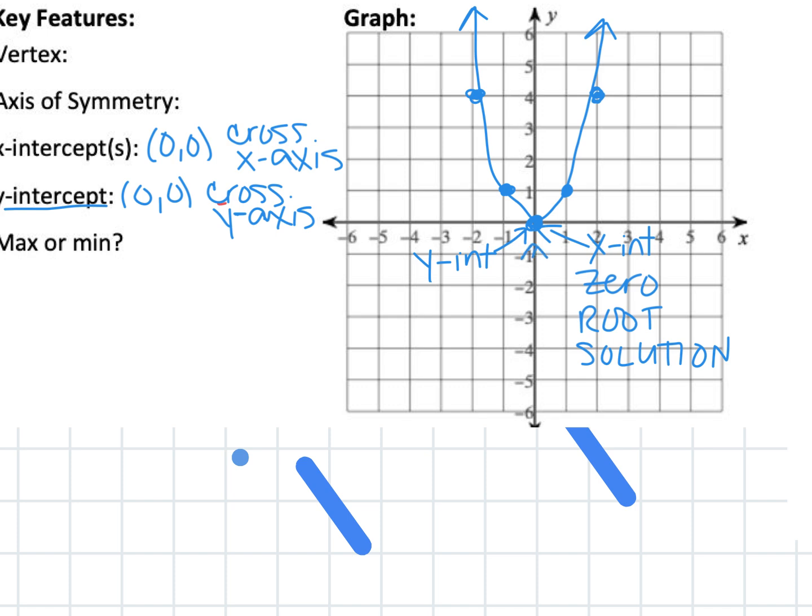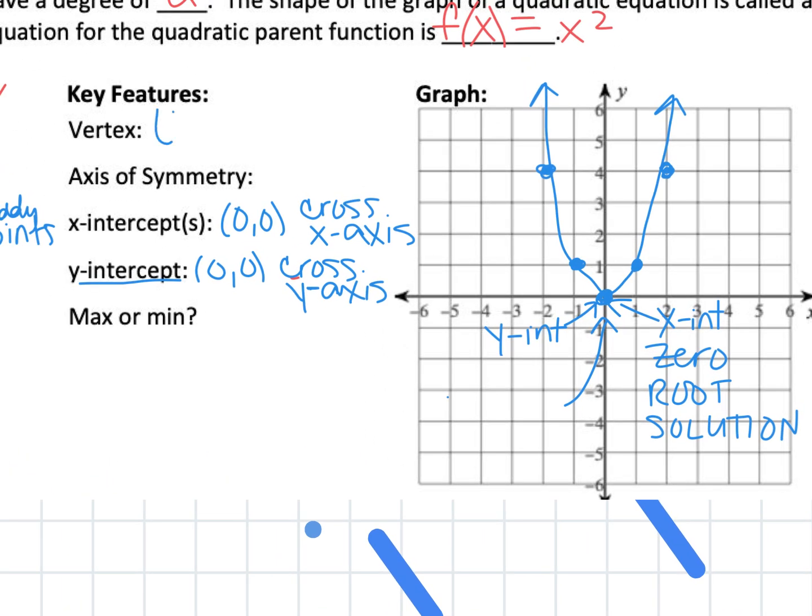On this, I want you to notice this is where our graph changes direction. So that is our vertex. It happens to be 0, 0 on the parent function. So let's make a note. This is where our graph changes direction. Your vertex on the table does not have a buddy point. It's all by itself. Okay?